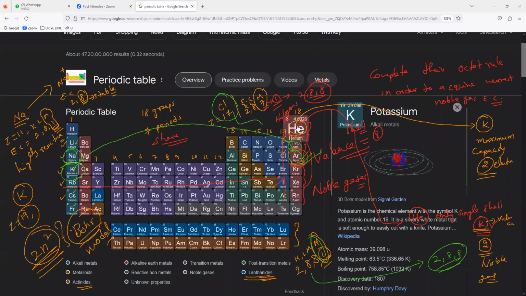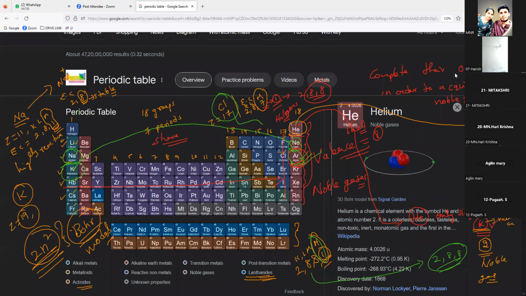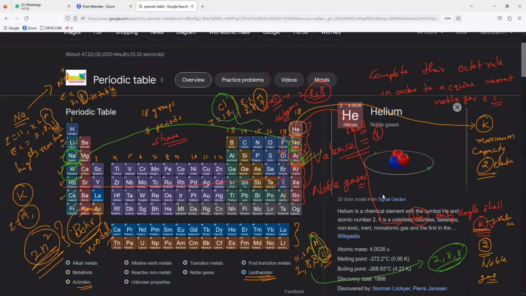One shell. Only one shell name. Yeah, one shell. What is the shell name? K shell. Okay. That alone becomes stable in nature. Except helium, in all the remaining shells, how many electrons are there in the valence shell? Eight electrons. Okay.